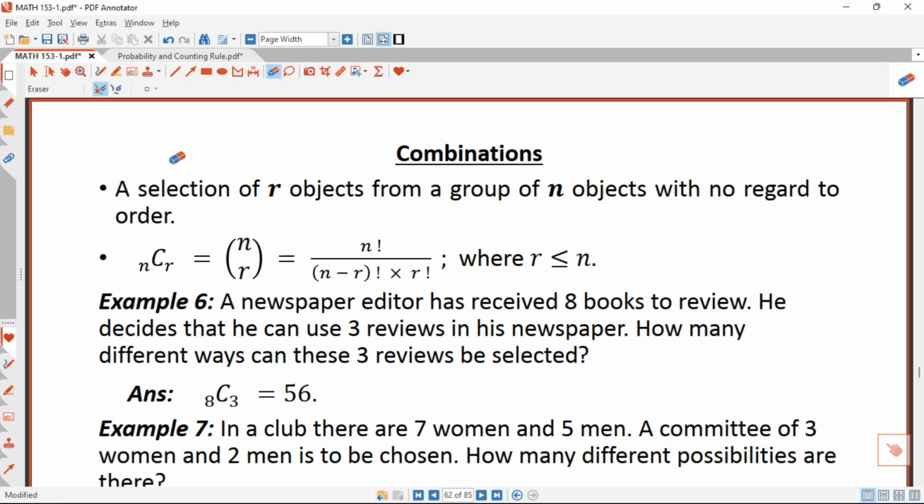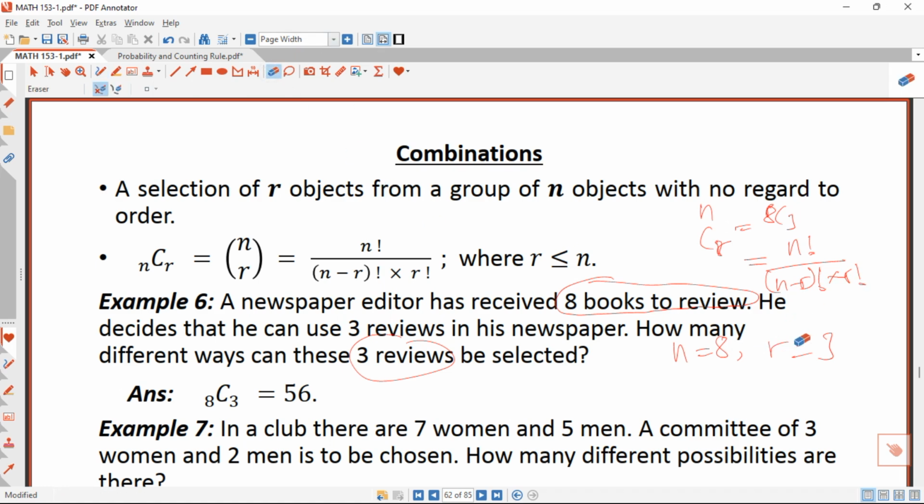So here what you have to do is get our N and then our R. We wanted to select from 8 books for the review, so our N will be equal to 8. And then our R will be equal to 3, since we wanted to select only 3 for the review. So here we are using combination: N combination R, which will be equal to 8 combination 3, which will be equal to N factorial divided by N minus R factorial times R factorial.